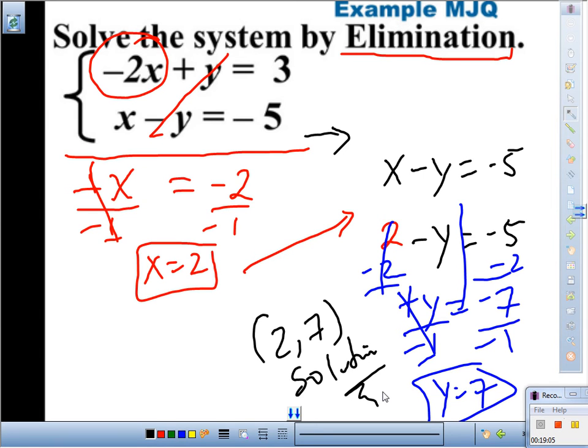All right. So your homework for tonight, it's only 3 problems. All 3 different ways. Bam, let's go.